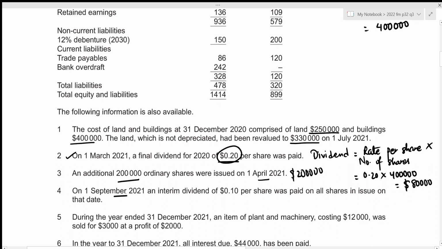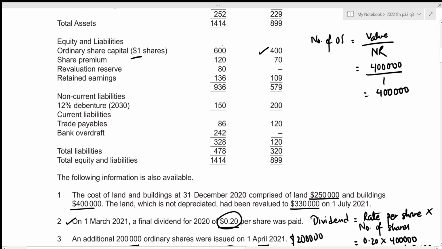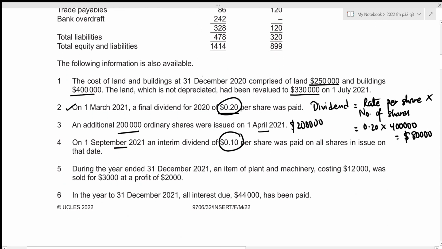Then on 1st September 2021, an interim dividend of 0.10 per share was paid on all shares in issue on that date. And the total value of shares on issue on that date is 600,000, which means that the number of ordinary shares for which we will be paying out this interim dividend is also going to be 600,000, right? So let's figure out the total dividend or the interim dividend. That is just going to be the rate of 0.10 times the total number of ordinary shares, which in this case is 600,000. And this results in the amount of 60,000.